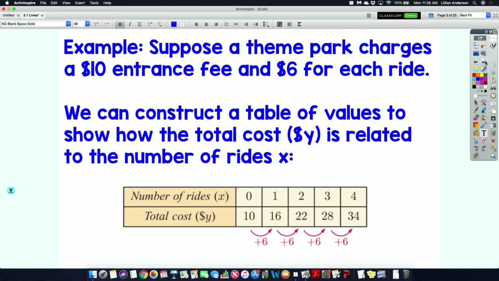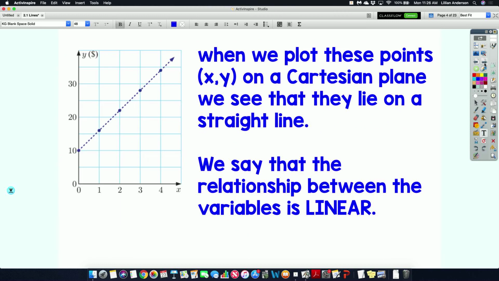You can construct a table of values to show how the total cost in Y dollars is related to the number of rides. As you can see, when you've ridden nothing, it still is going to cost you money because you got to go into the park. Okay, after that, the amount of money that you spend ends up increasing.